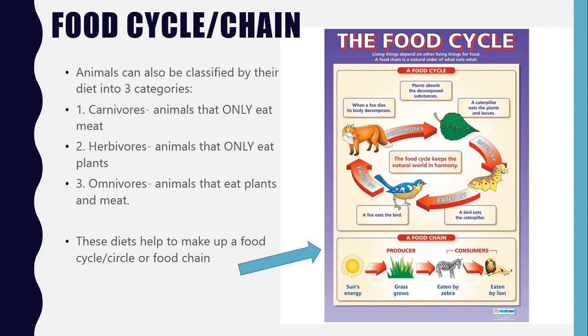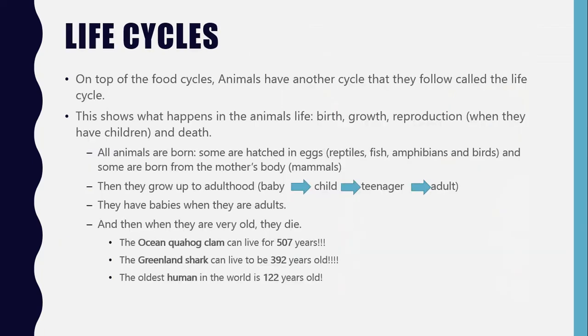All right, so that is the food cycle. But there's another cycle that animals have, and that is called the life cycle. And what happens in the life cycle is basically just what happens in the animal's life. So they give birth, they grow, they reproduce, and then they die when they're old, okay?